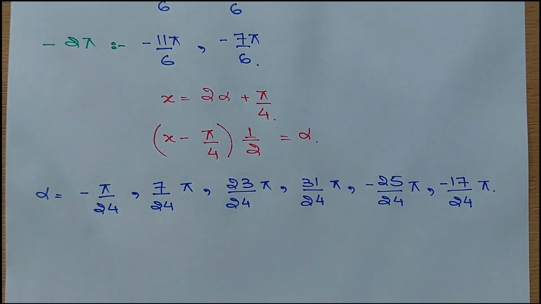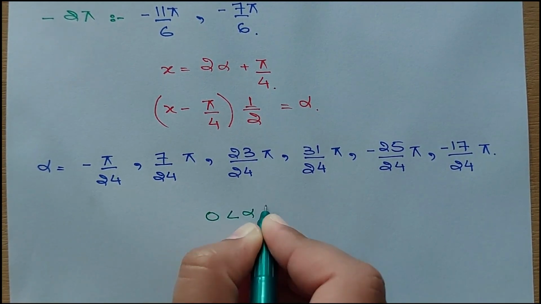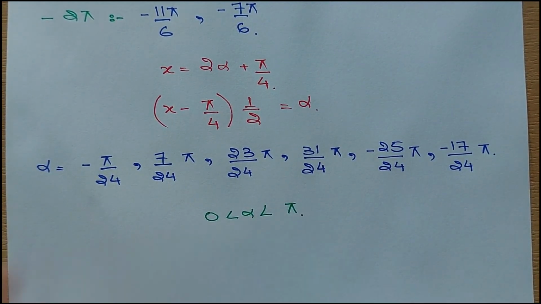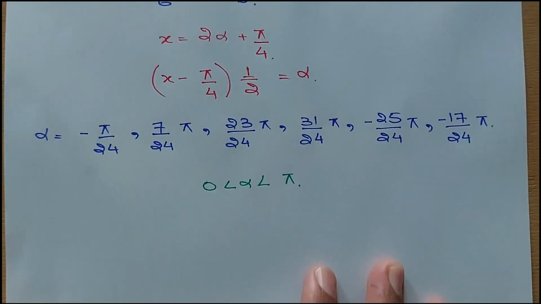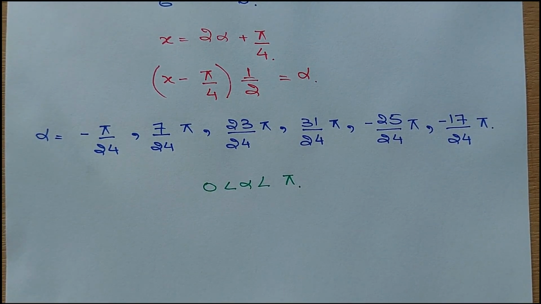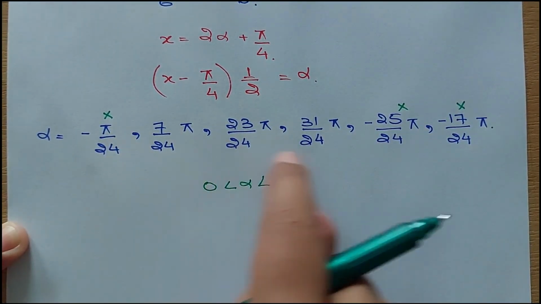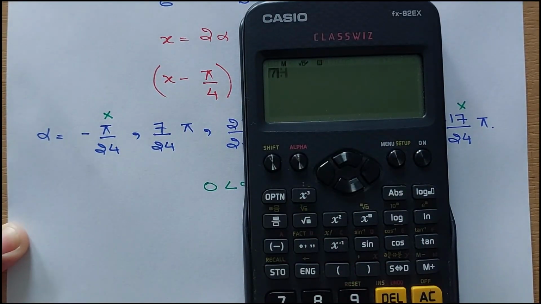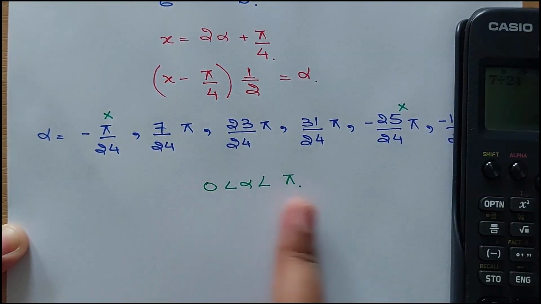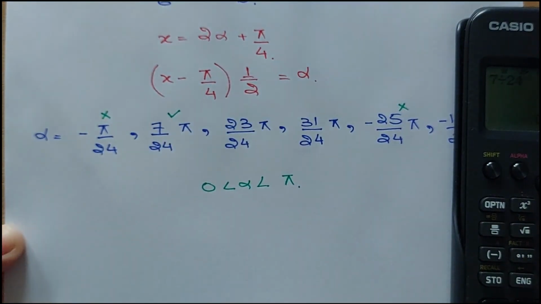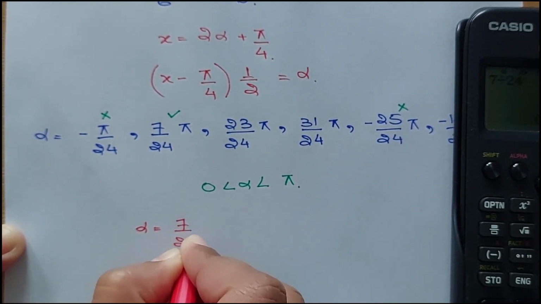Okay, now in the question we are given the range for alpha, that alpha is between 0 and pi, the values lie between 0 and pi, not exactly 0 and pi, but between that range. Now let's see which values satisfy this. So these are the positive ones, and we can't take the negative ones. These are the negative values, so let's check with these three values. 7 by 24, that is 0.29 or 0.3 pi, so this lies in the range. Yes, so we can say that alpha equals 7 by 24 pi.